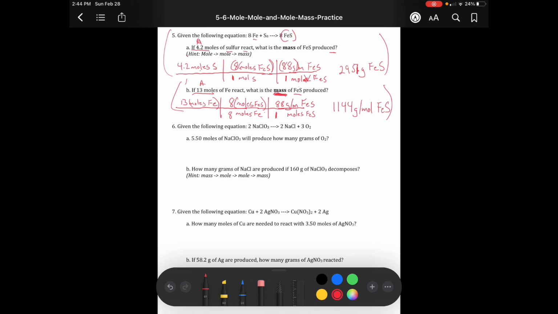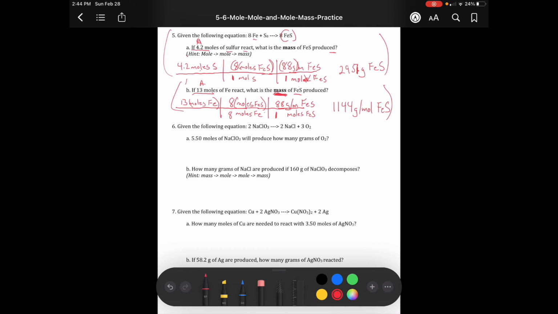All right, here we are, question 6. Let's go back through it. Question 6 is going to look like this. We're going to do a quick check to see if our equation is balanced. So we have 2 Na, we have 2 Na, we have 2 Cl, we have 2 Cl, we have 6 oxygen, and we have 6 oxygen. So our equation is balanced. We don't have to worry about that. So now let's just jump right into the stoichiometry.